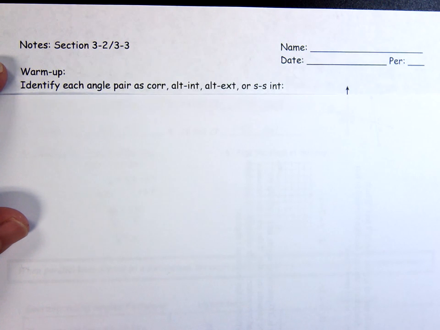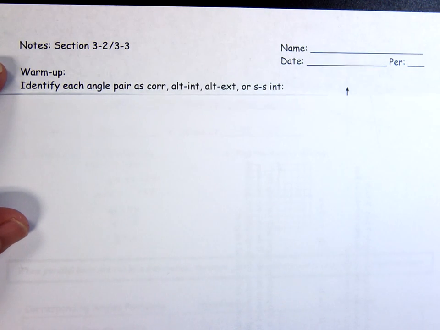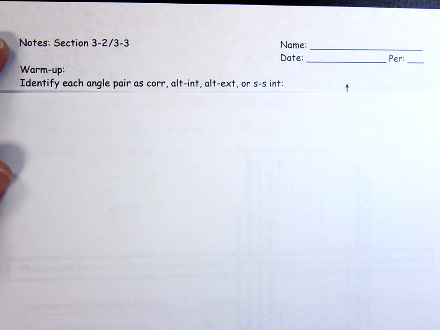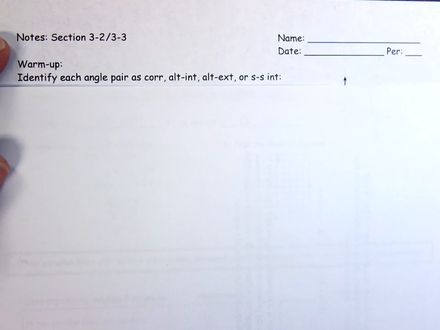Alright, second attempt at this video. First attempt was a little too long. I'll try to go a little faster this time. This one we should have already known and done. We're just identifying the angle pairs, which we did last time.